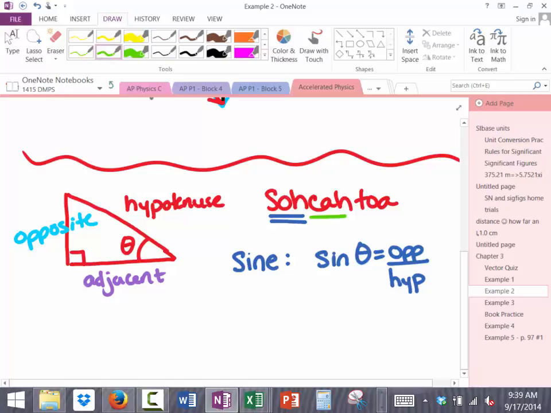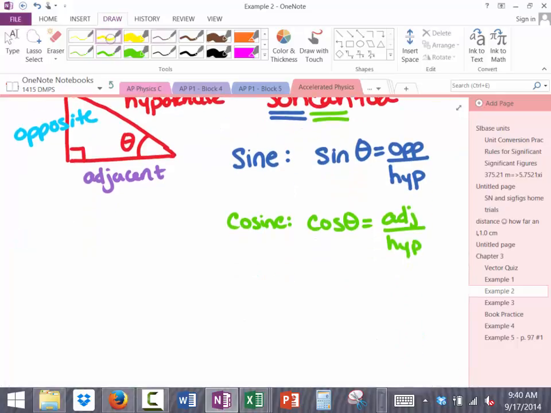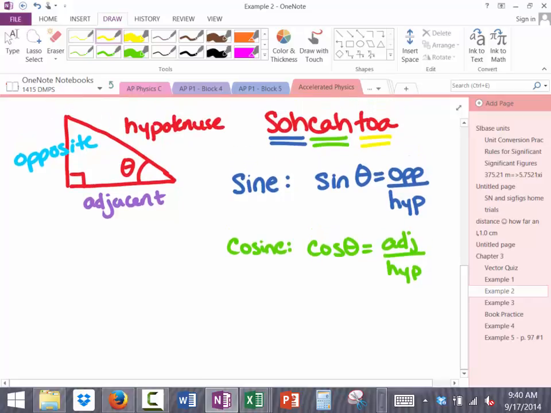Let's go through them. The next one, CAH. The C stands for cosine. That one's even longer, so we're going to call it COS. But again, it's not cos, it's cosine. If we look at the SOHCAHTOA mnemonic device, it tells us that what comes on top? Adjacent. And what's on the bottom? Hypotenuse. And the last one, TOA. T stands for tangent. Again, we're just going to do the first three letters. And we know what it is: opposite over adjacent.